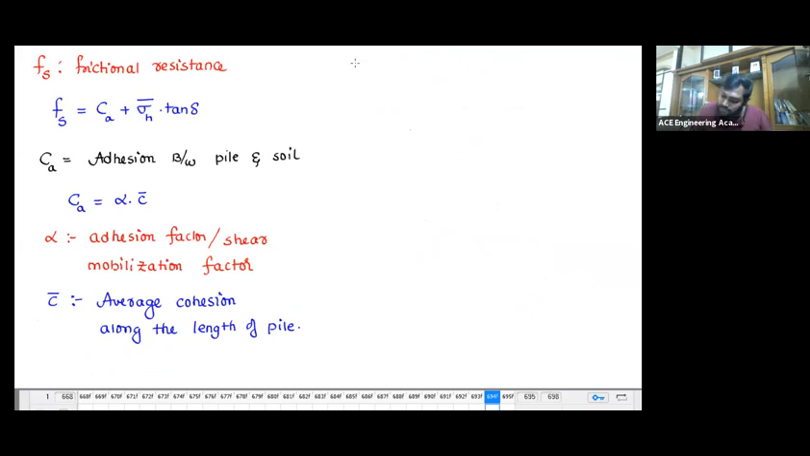And what about this sigma H bar, sir? The sigma H bar is nothing but average lateral earth pressure. I hope you remember the lateral earth pressure concept, right? If you do remember, the lateral earth pressure is some coefficient of earth pressure K into vertical stress. So the average lateral earth pressure equals K into average vertical stress.